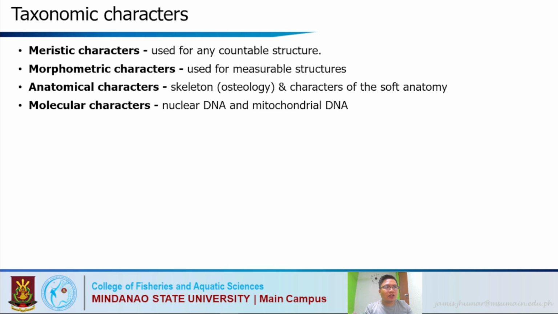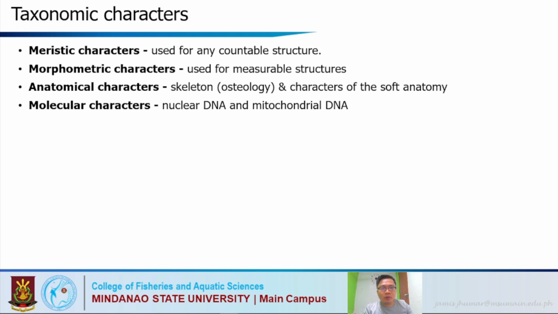And then the third is the anatomical characters, which basically deal with the skeleton or osteology and characters of the soft anatomy. This anatomical character employs important information based on the positioning or on the presence or absence of that particular anatomical characteristic. In this taxonomic character, I have prepared some of the important anatomical characteristics that basically identify a specific species of fish. So later I will show you.